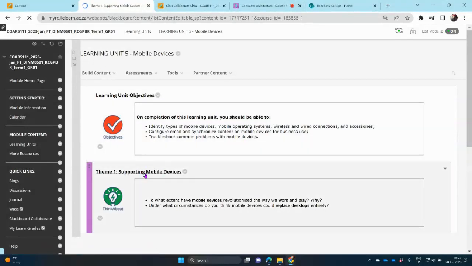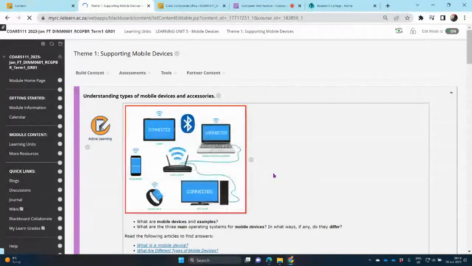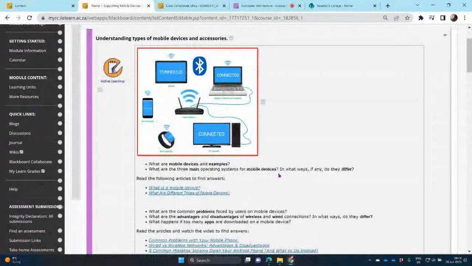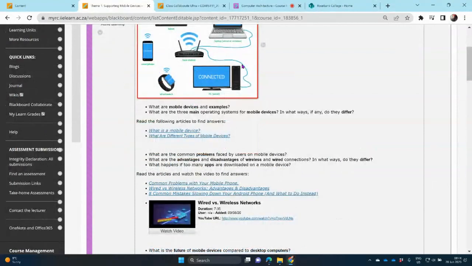If I look at the theme now on mobile devices, what is covered here, they give us some examples of the mobile devices. So what are these? Tablets, laptops, smartphones, smartwatches, and then your wired PC connection. So wired or wireless connections. Wired means it's connected by a cable. Wireless, it's using Wi-Fi. So there's some examples.